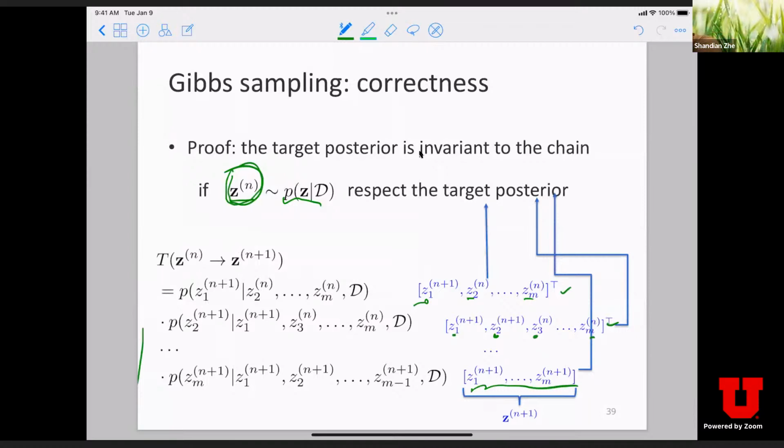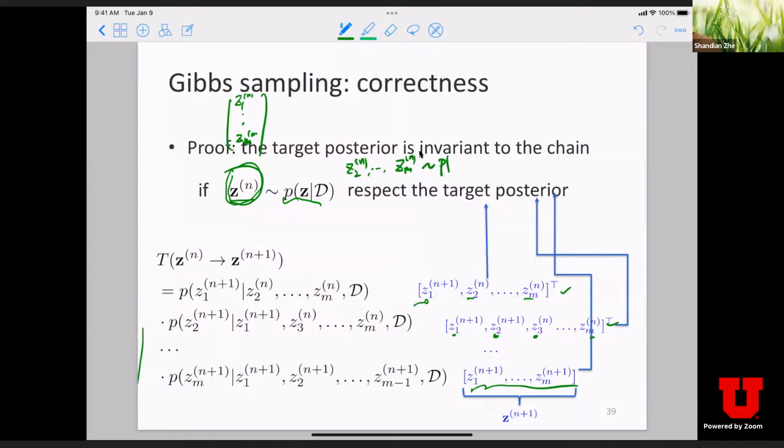So that means the marginal distribution of Z2n to Zmn follows the marginal distribution with Z1 marginalized out, right? Because this is a whole vector, Z1n to Zmn, right? This whole vector is following the true posterior distribution. And now, of course, each subvector will follow the marginal posterior distribution with all the other variables marginalized out.